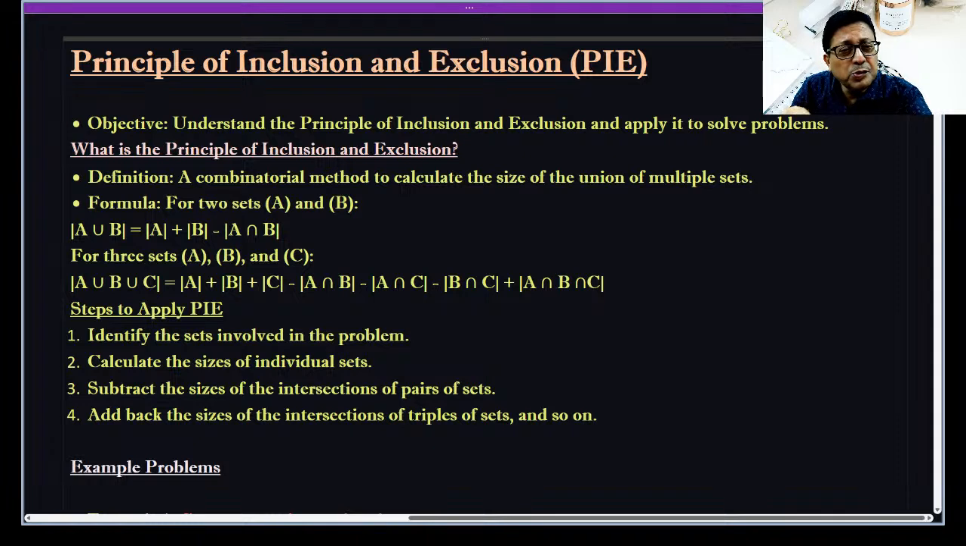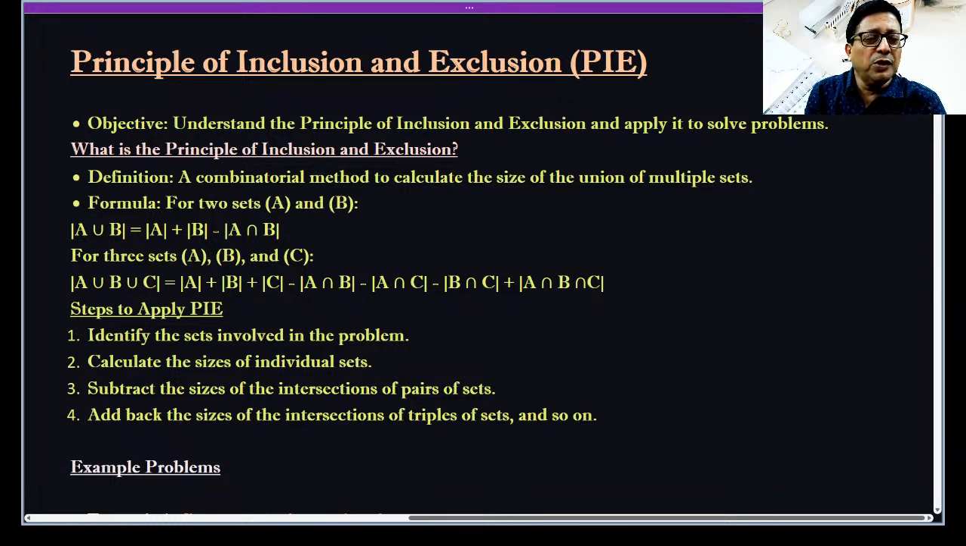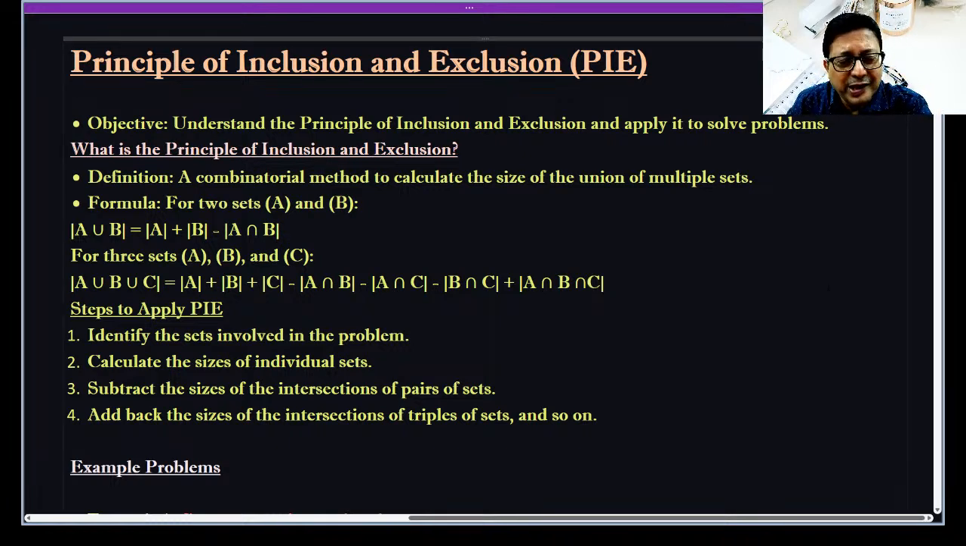The principle of inclusion and exclusion is actually based on the concept of set theory. I'll assume that all of you are familiar with the basic concept of set theory, where union and intersection of two sets all of you know. The principle of inclusion and exclusion is the method to calculate the size of union of multiple sets.